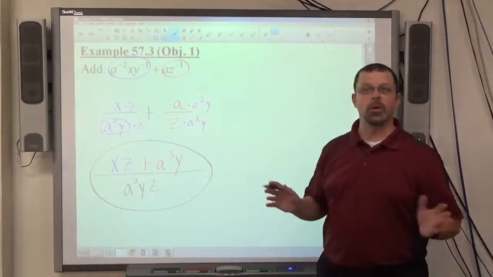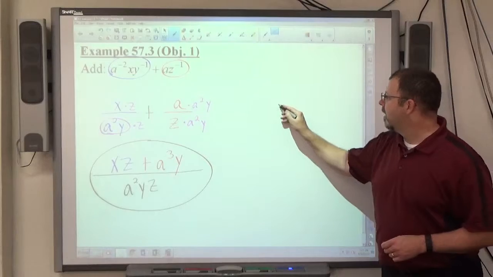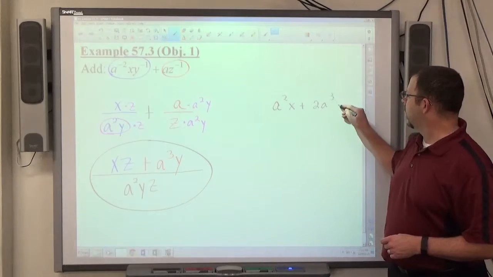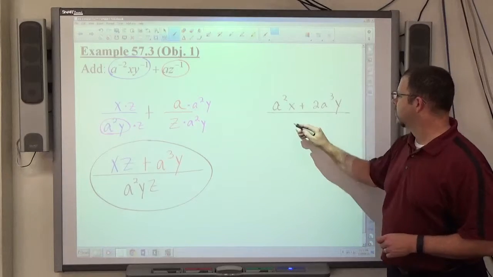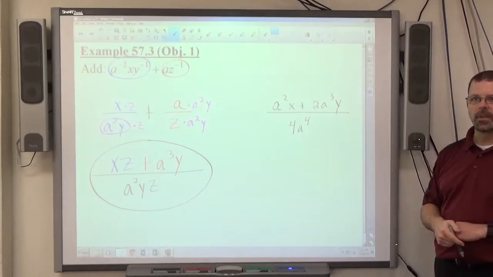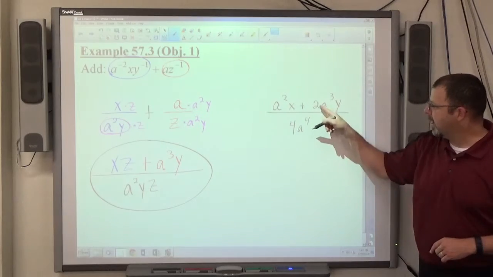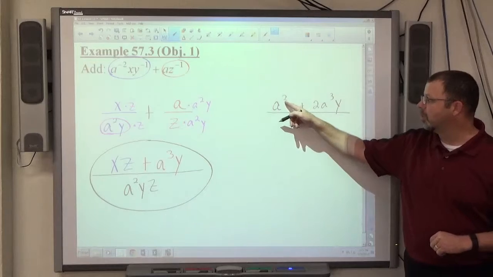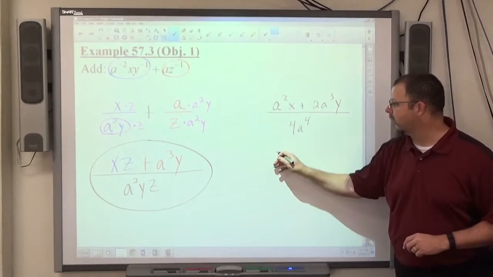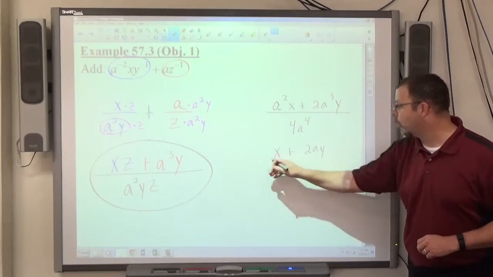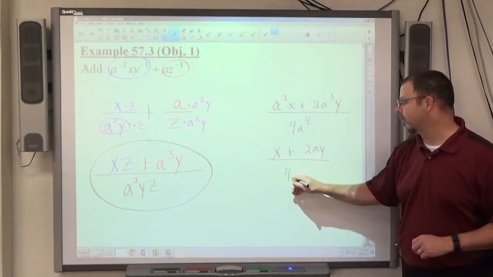Let me show you one that would reduce in case it happens. A squared x plus 2a cubed y over 4a to the fourth. All right? Everything has a in it, right? The lowest power is 2. So if I take a squared out of this, I'm going to be left with x. If I take a squared out of that, I'm left with 2a y. Take a squared out of that, I get 4a squared.